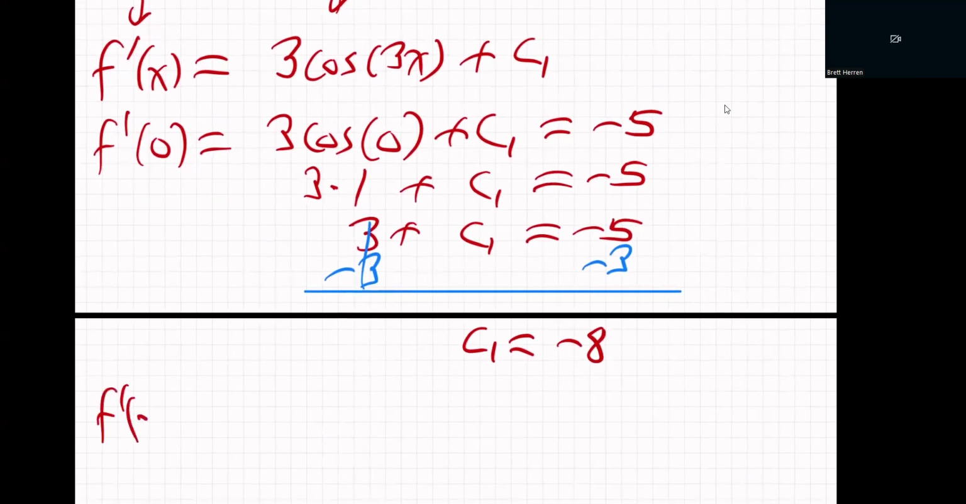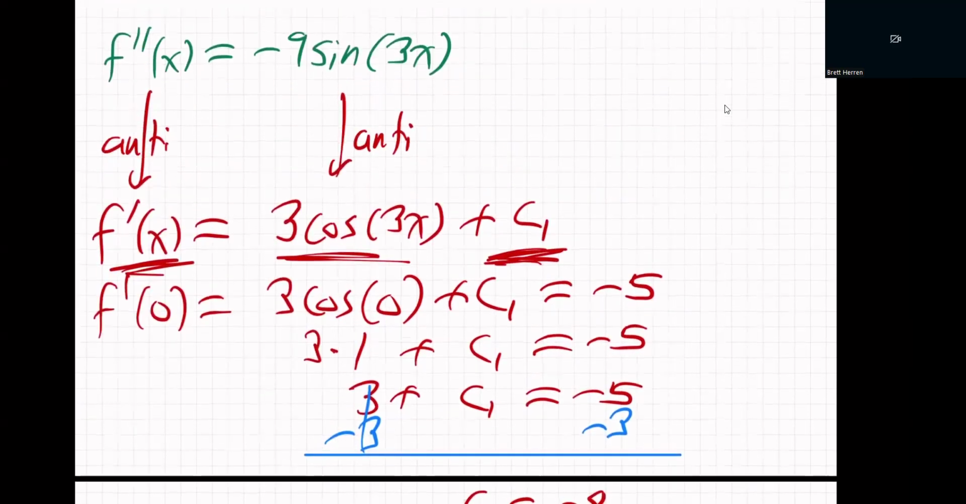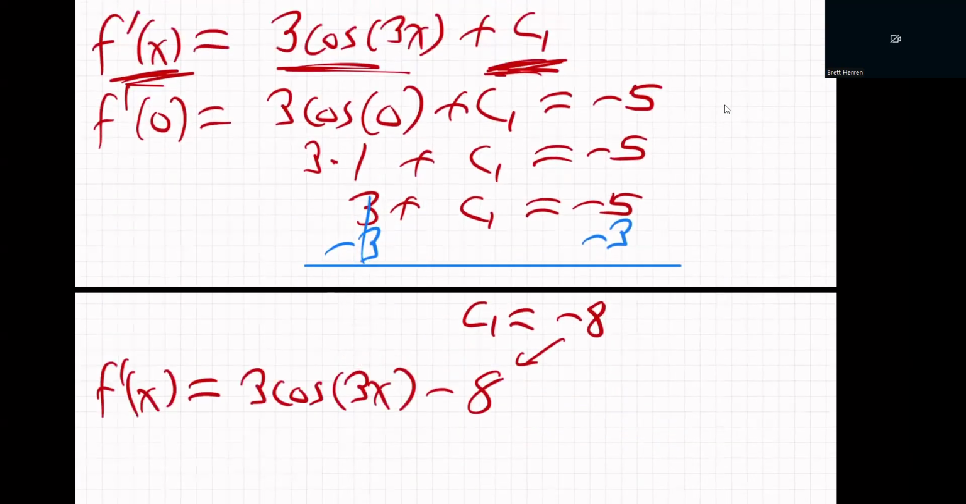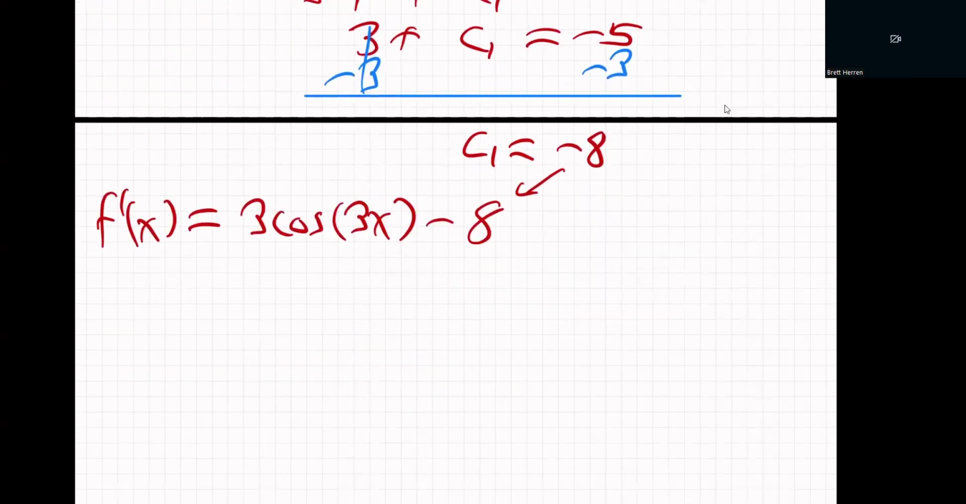So let's bring down this f prime function right here. It's 3 cosine 3x. Now we know the constant. 3 cosine 3x plus constant 1, that's negative 8. That goes right there, constant 1. So we've done one antiderivative step. We've gone from f double prime to f single prime, and we found the constant part that's out there. Now we have to take another antiderivative step, one more, to regular f. Take off another prime.